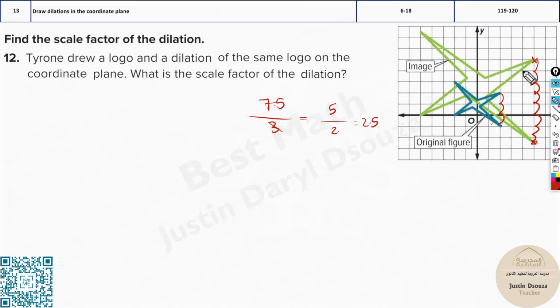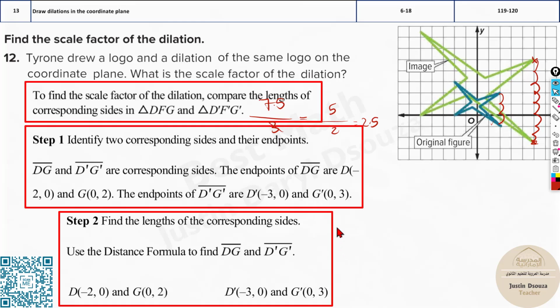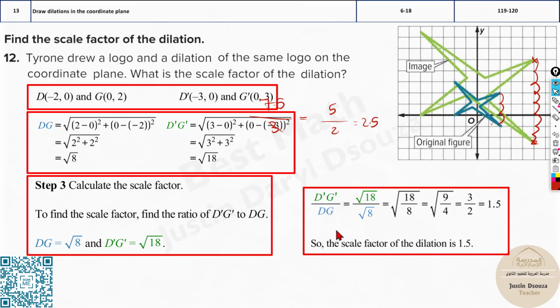So this is the answer. That's the scale factor, because they're just asking you the scale factor, 2.5. So now the original image was multiplied every way by 2.5. Each side, if it was say 1 centimeter here, it'll be 2.5 centimeters in the new image. That's the answer. Now let's just look into the things.